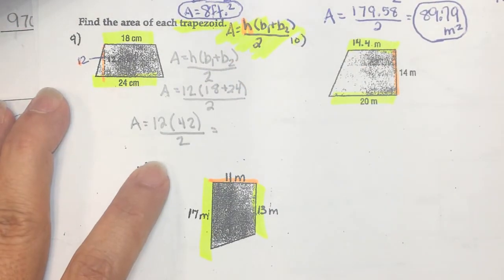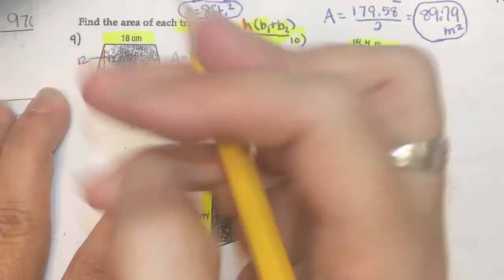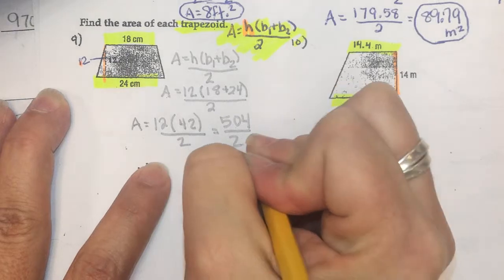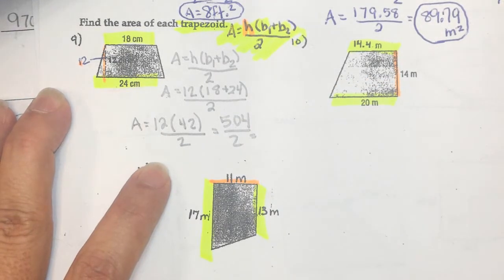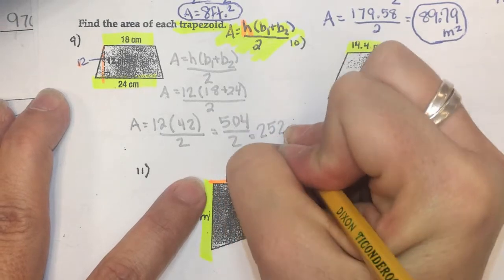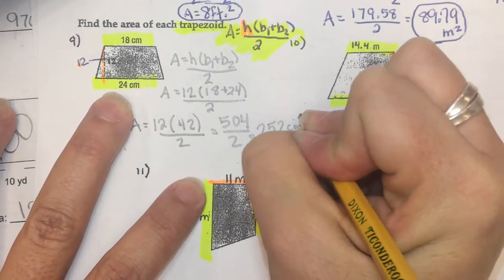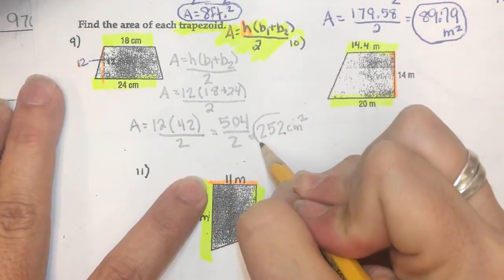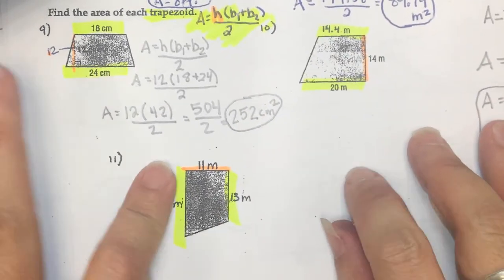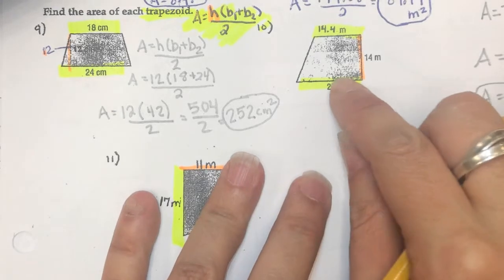I got 42 times the 12 gives me 504, divided by 2, 252. So it's 252 centimeters squared. Okay, so that's the first trapezoid. Now I'll do number 10.